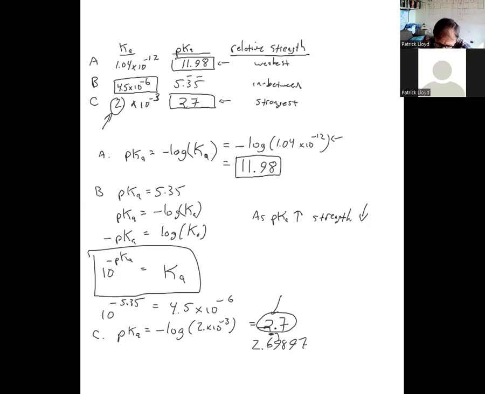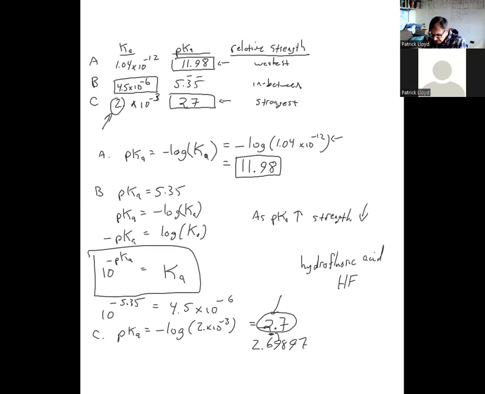Hydrofluoric acid is not a real strong acid. It's not a real weak acid, but it is a weak acid. It's very dangerous because hydrofluoric acid is used for etching glass, so it has to be stored in plastic. Hydrofluoric, sorry.